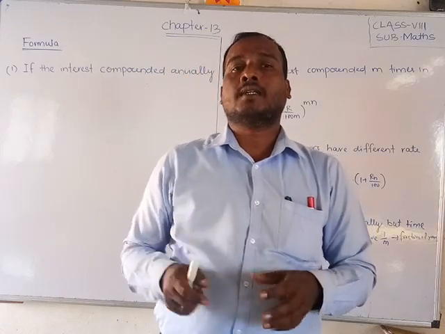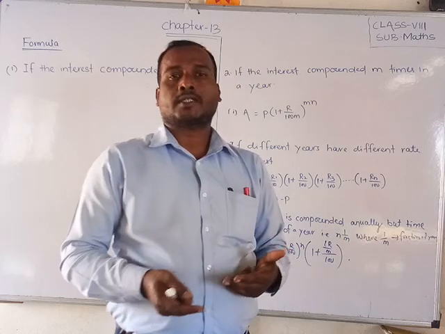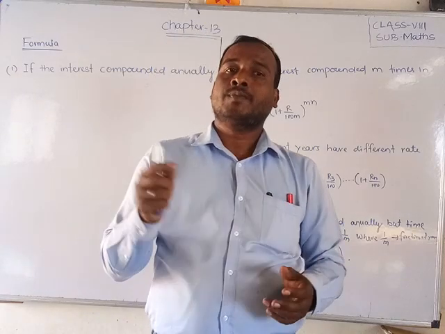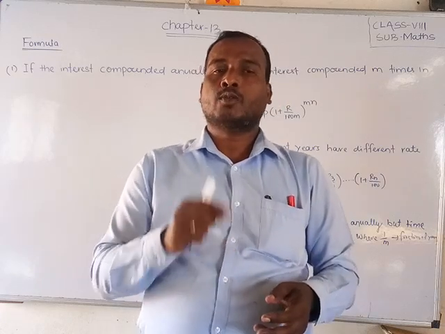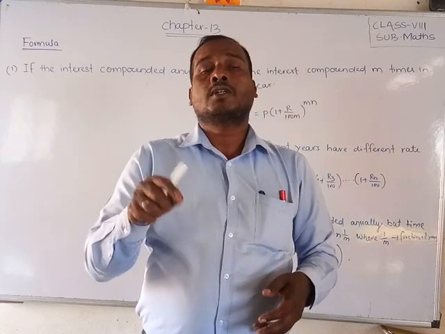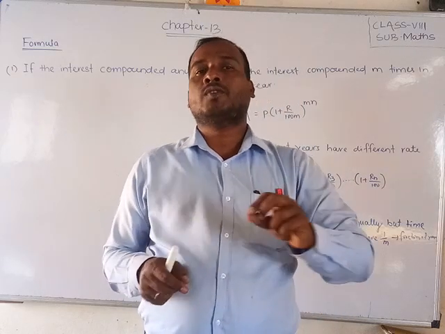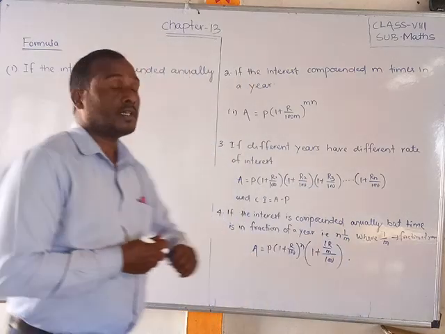Suppose it is collected quarterly, that means every 3 months you collect the interest. That time fraction is 3/12, which is 1/4, so quarterly means you have to divide the rate of interest by 4. For that, what is the formula?